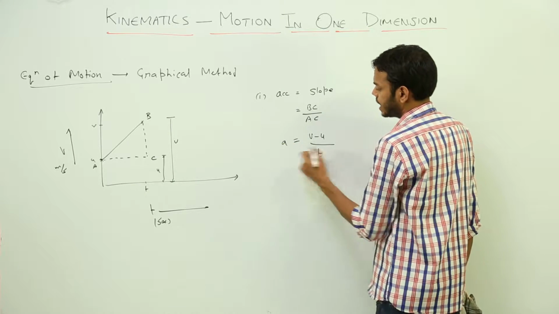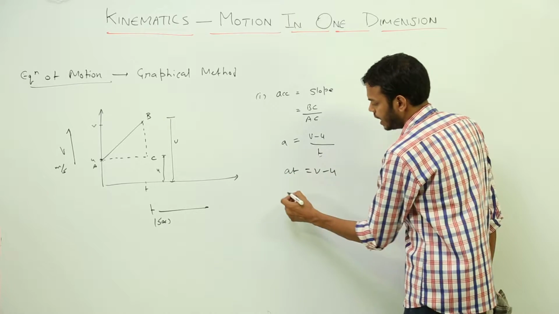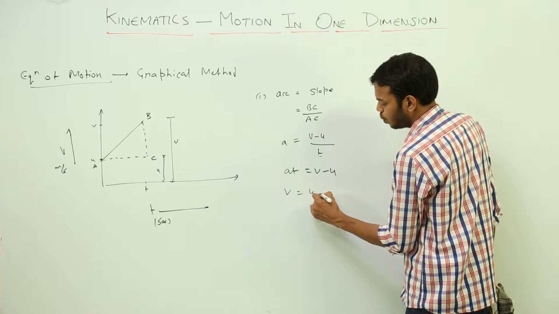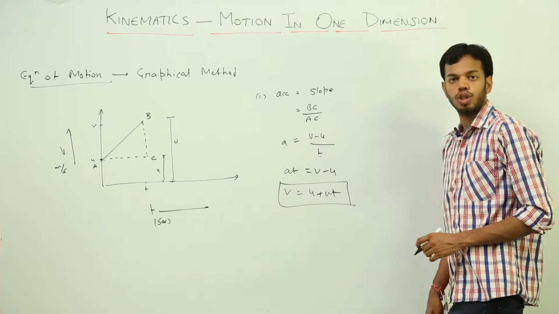So this is acceleration. If you cross multiply, aT is equal to V minus U. Taking U to that side, this gives me V is equal to U plus aT. This is your first equation of motion.